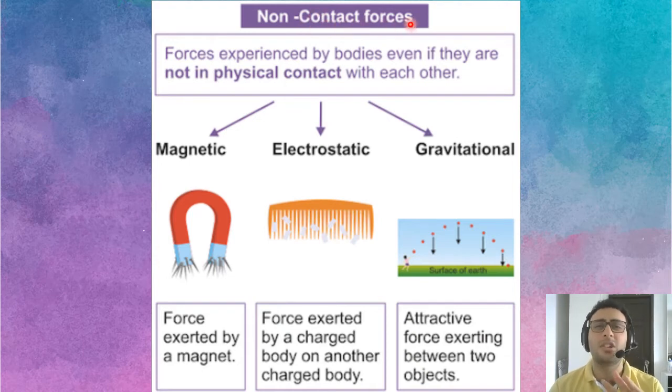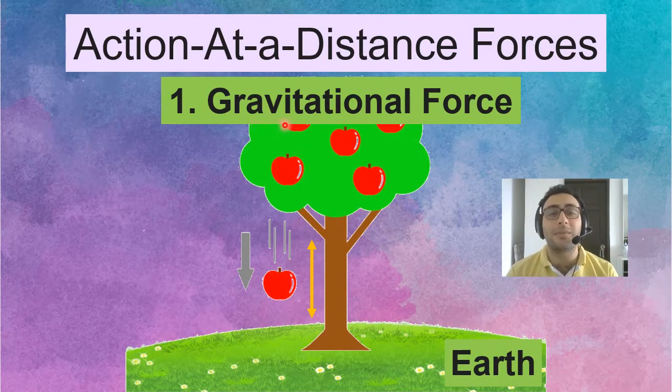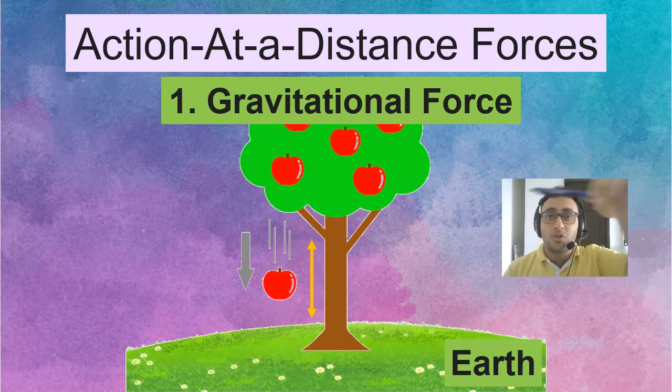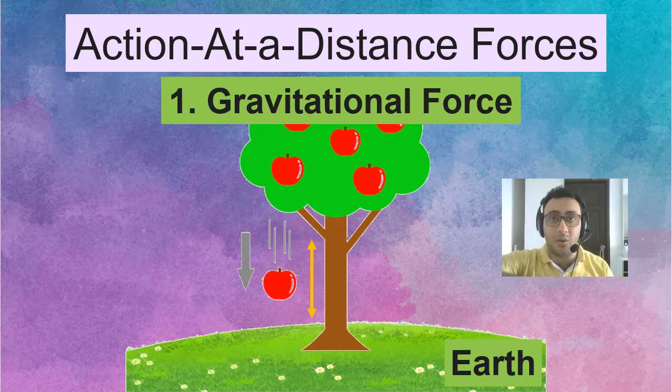We have three of them: magnetic, electrostatic, gravitational. So let's start with gravitational force. Earth has a very strong gravitational force, which is why whenever you drop something, boop, it goes down. Earth's gravitational force is so strong. It pulls, not really pulls, it attracts everything down towards Earth.